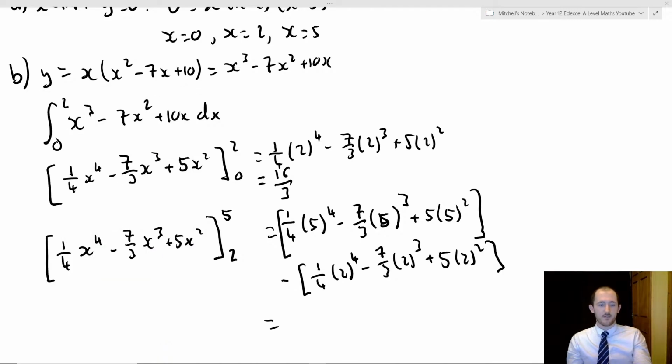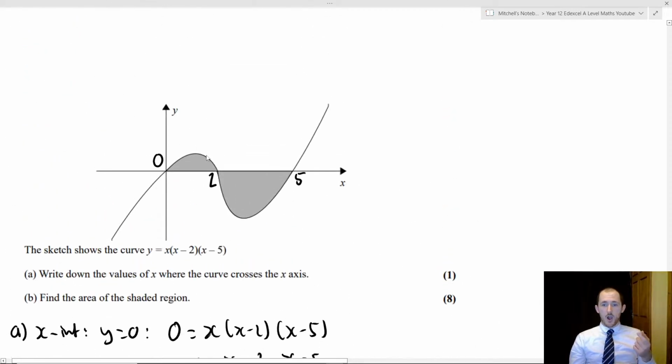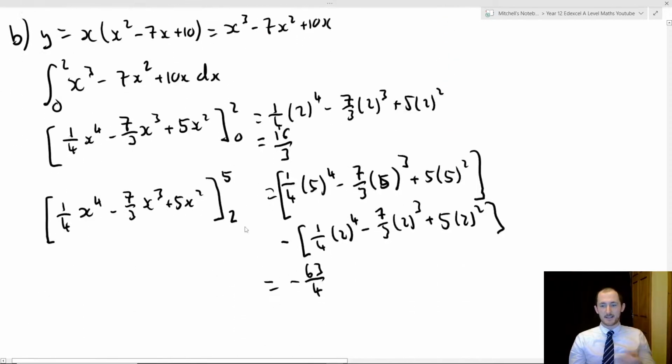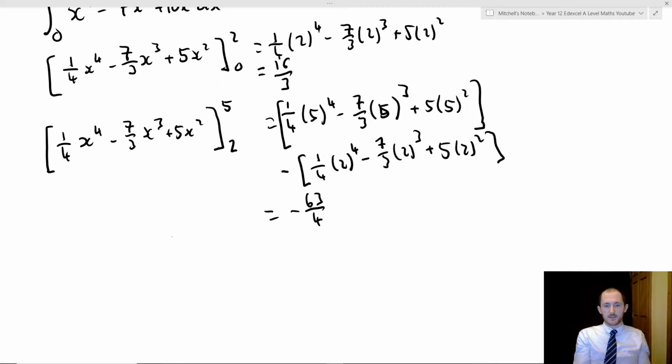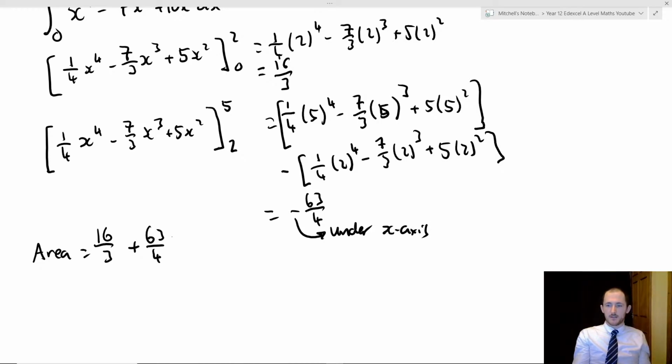I get minus 63 over 4. So as I said, I'm getting a negative number. If I integrated from 0 to 5, I would cancel out part of the area, but that's not what it's asking. It's asking for the area of the shaded region, which means I need to add these together, right? So the actual area is 16 over 3 plus 63 over 4. Remember, the negative just means it's under the x-axis. Areas can't actually be negative, right?